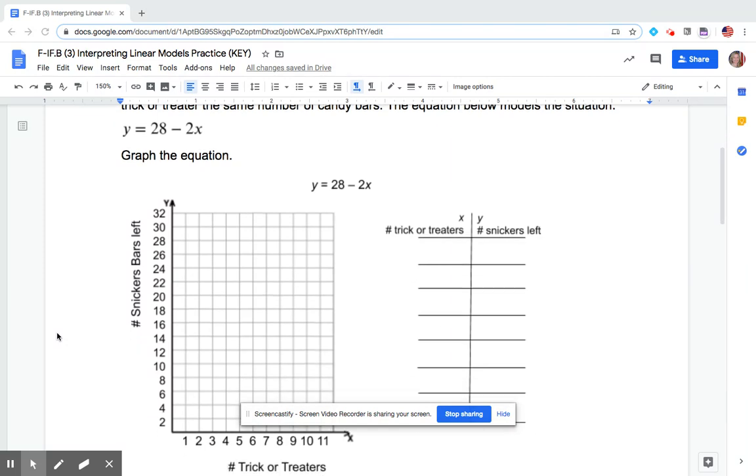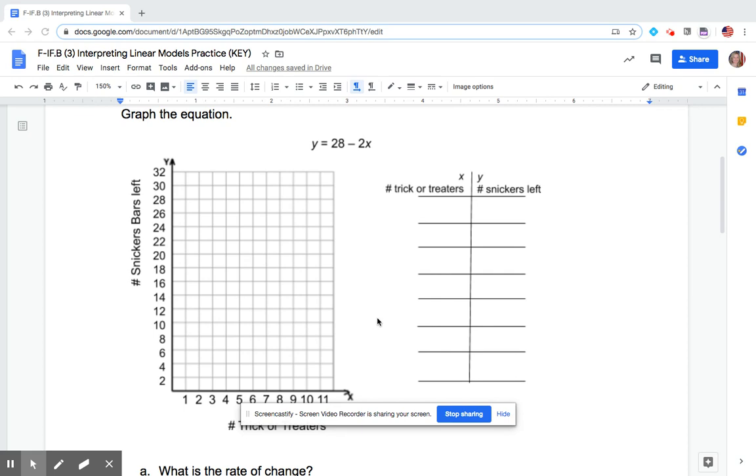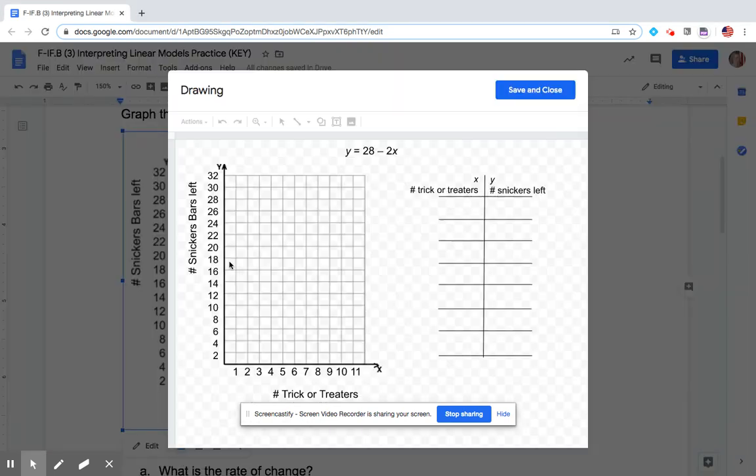And we are asked to graph the equation, and we also have a table of values here that we can use. This is a drawing on Google Docs, which can be edited. And so we have some text boxes here. If 0 trick-or-treaters comes to her home, then she still has her 28 bars. If 1 trick-or-treater comes, 28 minus 2 times 1 is 26. But if 2 trick-or-treaters come, 28 minus 2 times 2 is 24.